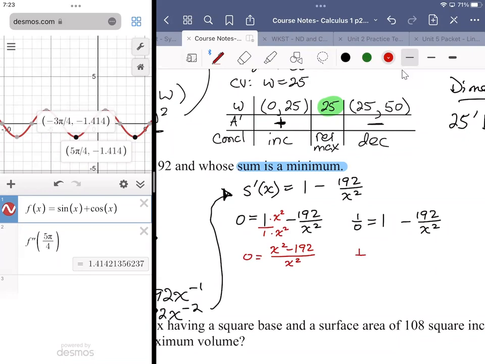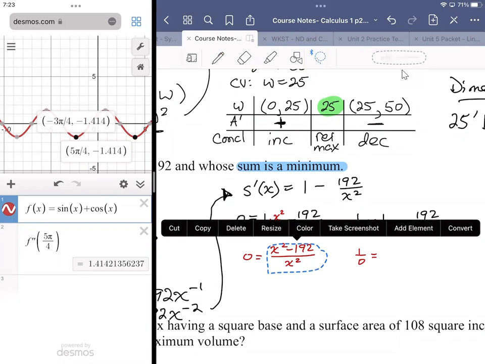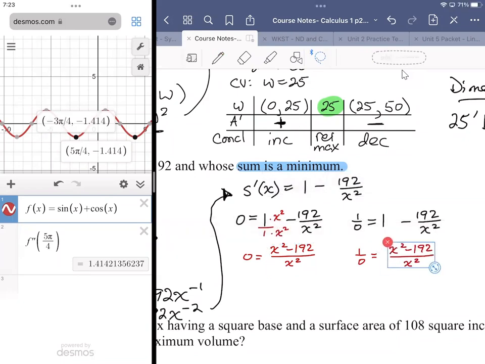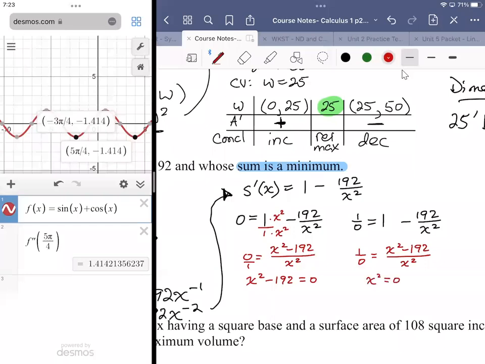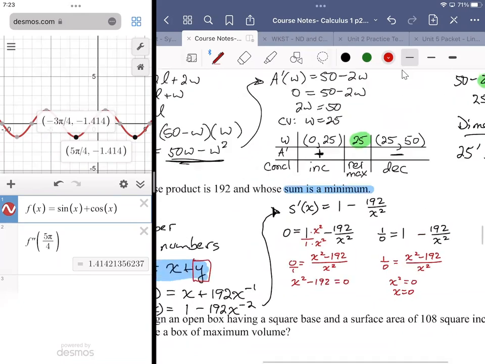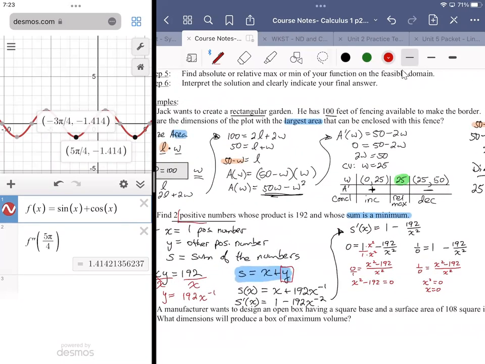All right, and so 1 over 0 would be equal to the same thing. Cross multiply. That 0 is the same as 0 over 1. So x squared minus 192 would be equal to 0. Cross multiply, you get x squared is equal to 0, which we're going to pretty much immediately disregard, because when I solve this one, set it equal to 0, they said two positive numbers.